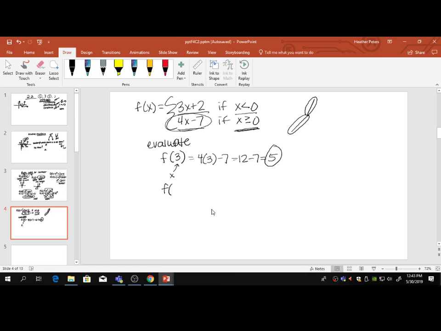Now if I have f of 0, okay, well you look and see, is it less than 0 or is it greater than or equal to 0? Well, it's equal to 0. So again, I'm going to use this function and I'm going to plug in 0 for x. So I get 0 minus 7, which is negative 7.